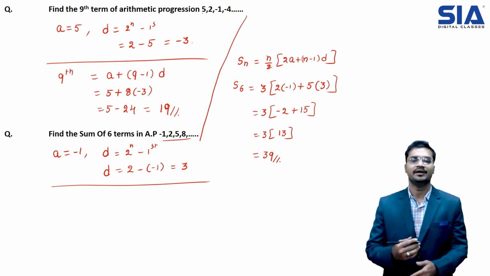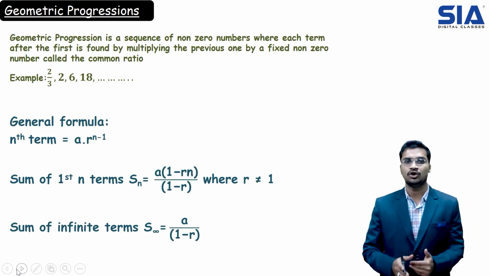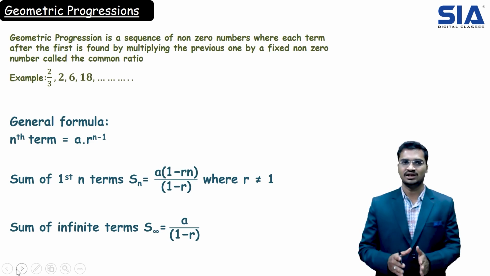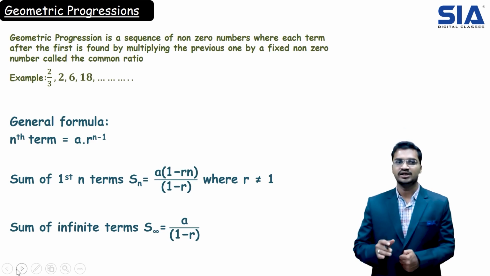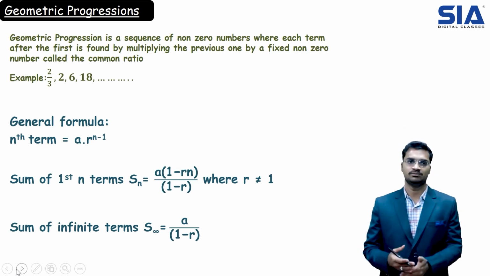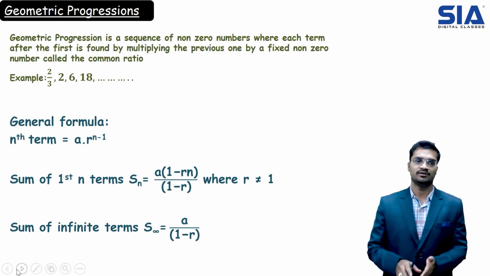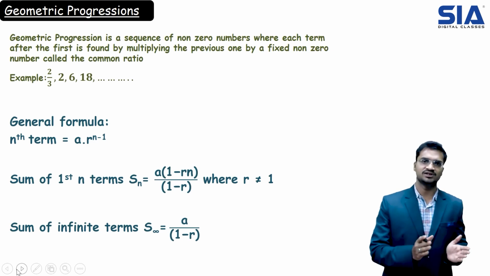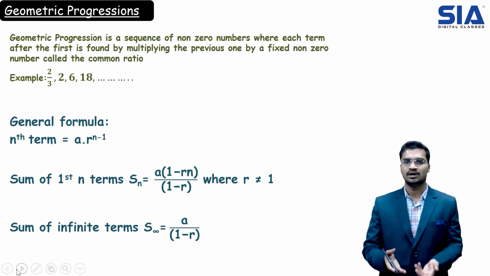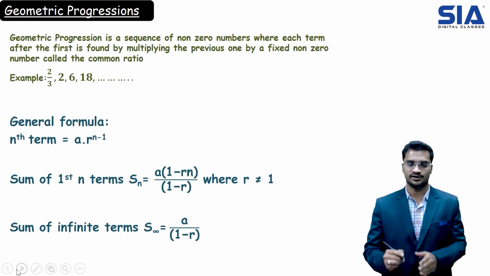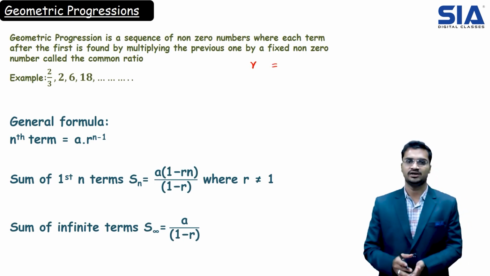Now coming to the next type of progression, the next type of progression is geometric progression. Geometric progression is a sequence of non-zero numbers where each term after the first term is found by multiplying the previous one with a non-zero number, which is called the common ratio. In arithmetic progression we have common difference. Now in geometric progression, we have common ratio R.